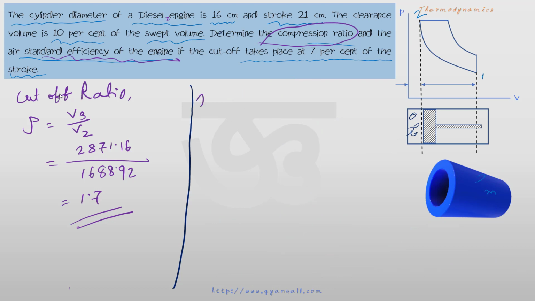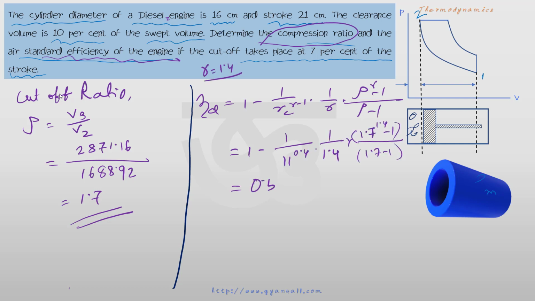So this is the diesel cycle. So air standard efficiency of the diesel cycle is 1 minus 1 by Rc to the power gamma minus 1 into 1 by gamma into rho to the power gamma minus 1 divided by rho minus 1. We can put the values. 1 minus 1 by ... 0.56. So efficiency of the diesel cycle is 56.91%.